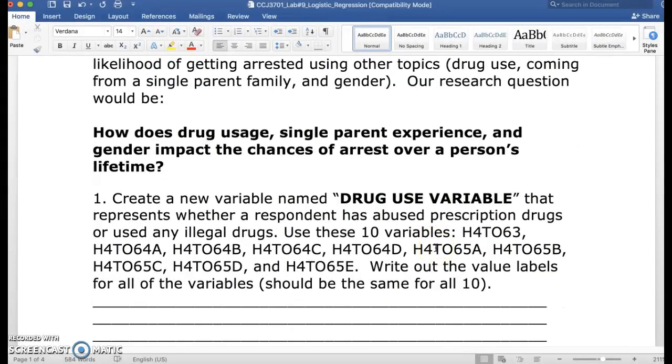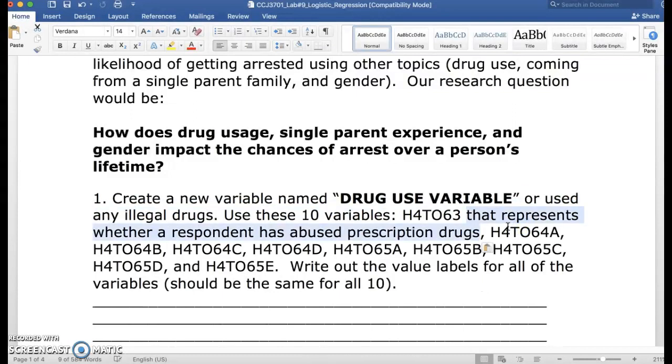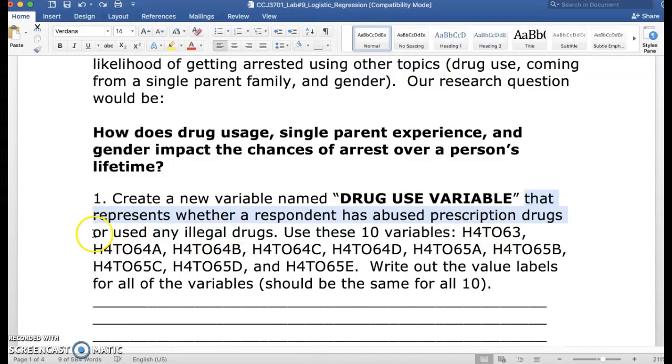So the first thing you're tasked to do is create a new variable named drug use. Okay, so you have to make a decision here. Now remember, in an earlier lecture, we practiced this. So we're going to take a whole bunch of variables. We're going to make a drug use variable that represents whether a respondent has abused prescription drugs or used any illegal drugs. So there's a whole series of questions that asked about, have you ever used these drugs? And it actually tells you, use these 10 variables.